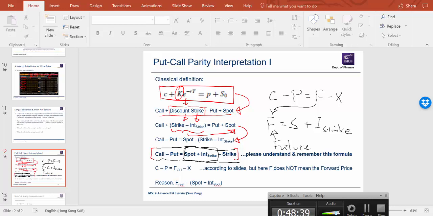Yeah? So this equation is valid and it's very important, and you're going to see it again from time to time. So just try to remember this, and whenever he says C minus P is equal to F minus X, where F is equal to the spot plus interest on the strike, it is true. Just don't call this the future, right? Because it isn't. Well, what is the future? The real future is spot plus interest on the spot, not on the strike. Okay? Are you with me? This is just a simple classic definition of a future or a forward.